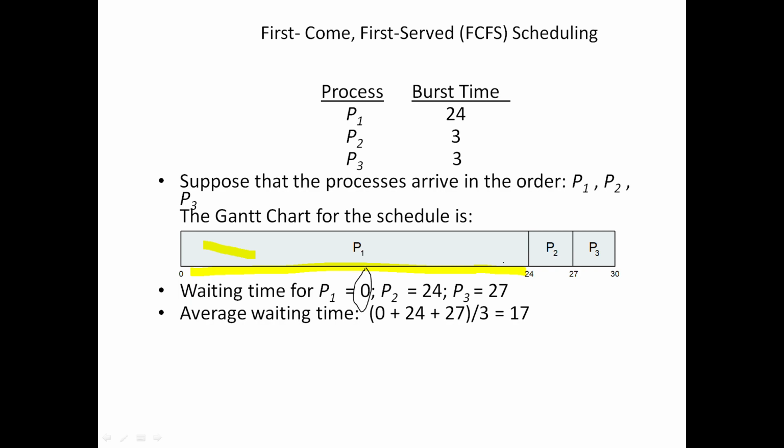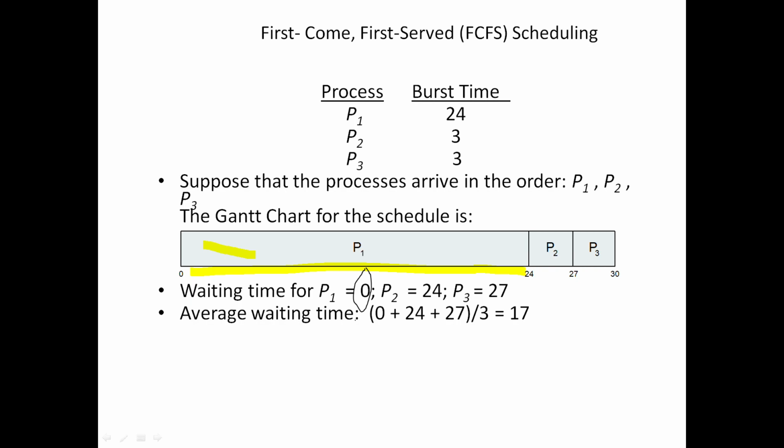P2 is waiting for 24 milliseconds, because only after the completion of P1 does P2 start executing. So the waiting time for P2 is 24. Similarly, P3 is waiting for 27 milliseconds. So for P1 the waiting time is 0, for P2 it is 24 milliseconds, and for P3 it is 27 milliseconds.